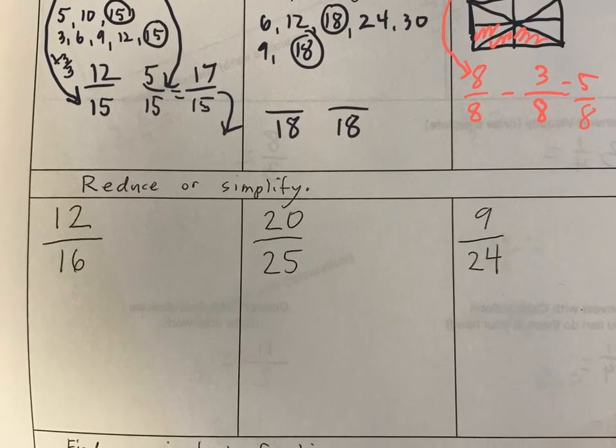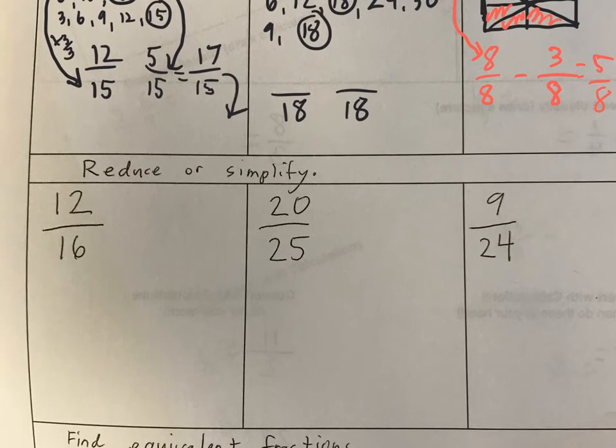Simplifying, we've done this. What number can you divide both of these by? Just think, would 2 work? Yes, 2 would work. Is there a higher number? 3? No, 3 wouldn't work. 4, oh, 4 would work too. So divide this by 4/4, and that's going to give you 3/4, and you can't simplify that any further, so that's good.